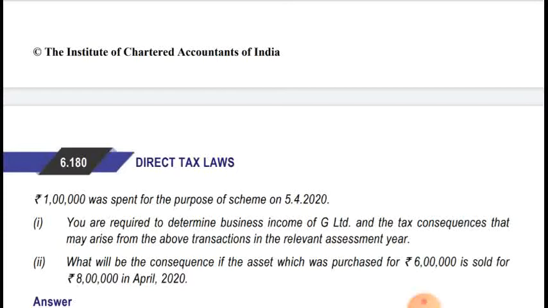First, what we are required to compute: you are required to determine the business income of G Limited and the tax consequence that may arise from the above transaction in the relevant assessment year. We have computed the business income of G Limited and tax consequences. What will be the consequence if the asset which was purchased for 6 lakhs is sold for 8 lakhs in April 2020? It is written in the provision that the asset purchased after withdrawal should not be sold before the expiry of 8 years from the end of the previous year in which it was acquired. It has been sold before that, so tax consequence will be there.